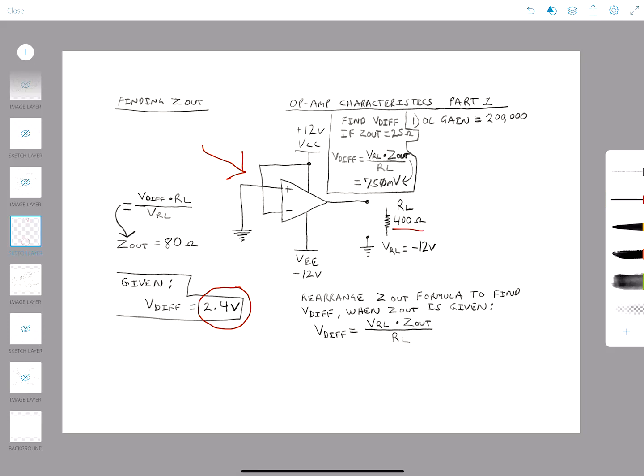So if we plug in the values of RL, which is 400, and it doesn't matter if you plug in the negative or just the positive 12 volts. We're still looking for Z out, which is impedance, in other words, resistance. If we plug those into our formula here, we will come up with a value of 80 ohms. If you did negative here, then it would be a negative 80 ohms, but resistance is resistance, so we're not really worried about polarities as far as that's concerned. But that's how we would come up with our Z out based on this configuration.